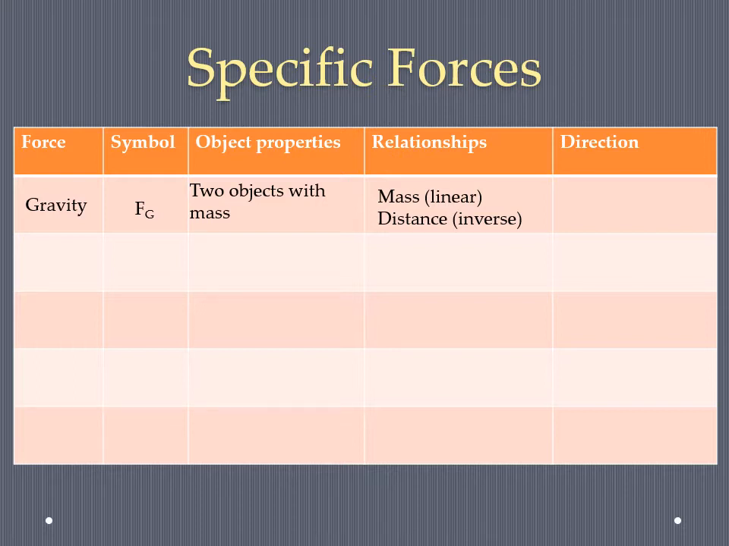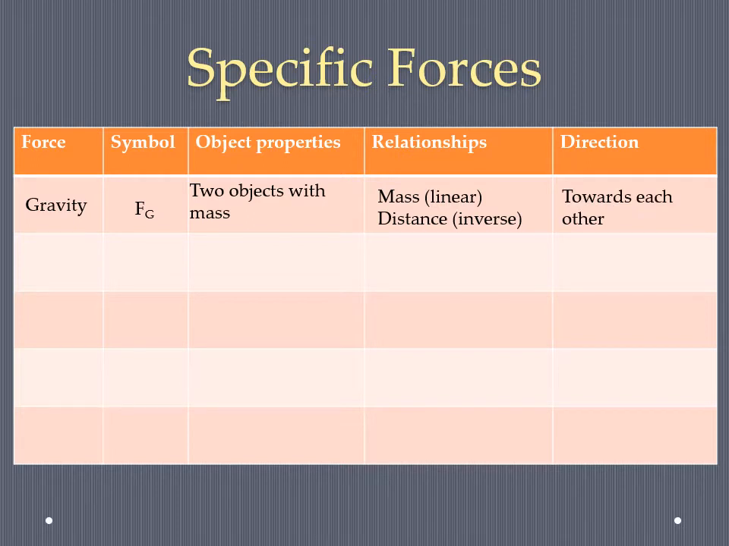So there's a linear relationship between mass and gravity, and there's also an inverse relationship between gravity and the distance between objects, which is the reason why we're not all being pulled to the sun, which has more mass, but it's a lot further away. So the gravity from the sun is a lot smaller than the gravity from Earth that's acting on us.